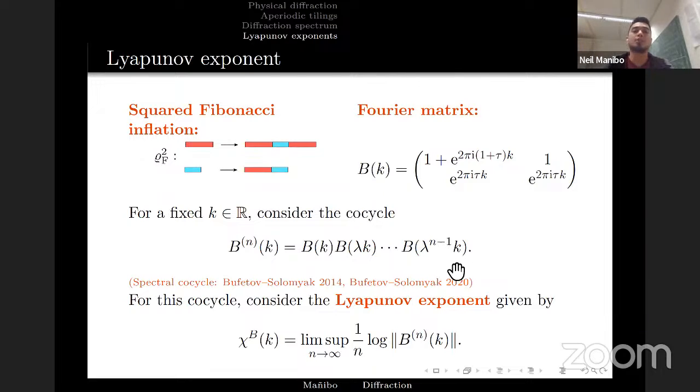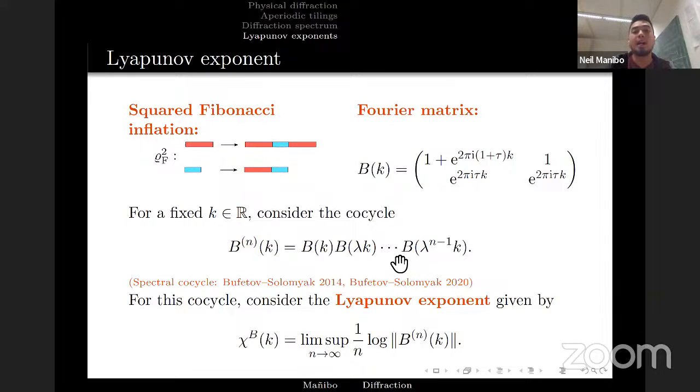This is also called the spectral cocycle. There are several works by Sasha Bufetov and Boris Solomyak. Actually, it already appeared in their paper in 2014, but they hadn't called it the spectral cocycle yet. And they formally called it the spectral cocycle in their paper in 2020 in a very similar setting. So this is the cocycle, which is a finite product of matrices.